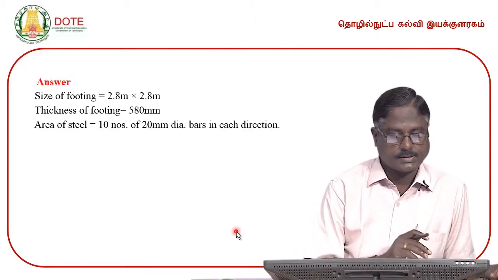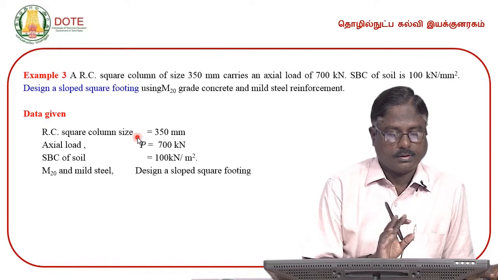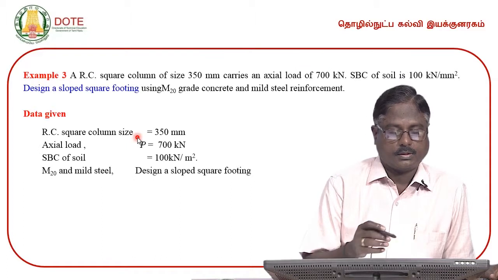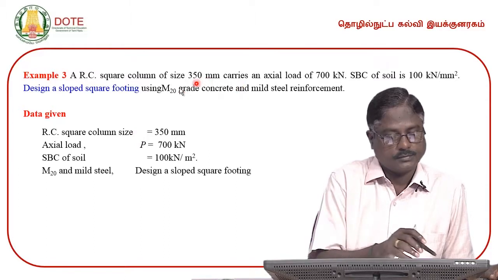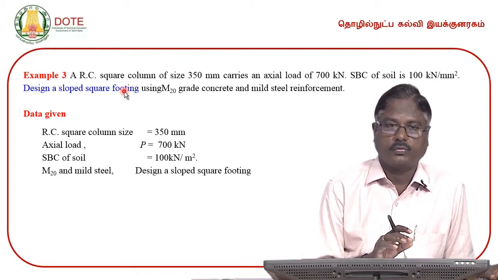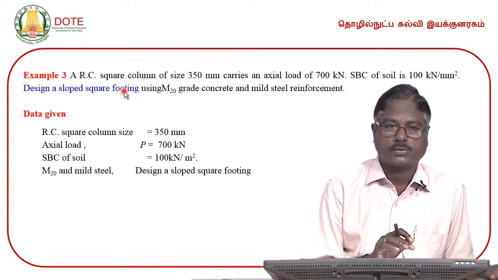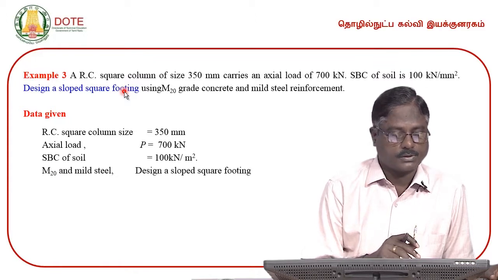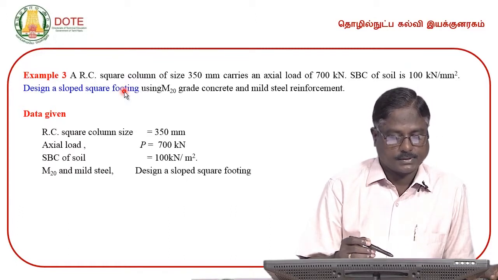So, the answer for this exercise is the size of the footing, thickness of the footing and the area of steel, and we can also add that all the checks are performed. And this is an example for a square column of size 350 mm which carries a sloped square footing. So far in exercises 1 and 2 we have seen only uniform thickness footing, but in practice we generally use only sloped footing, maybe square, rectangular or circular, and we will see this example.